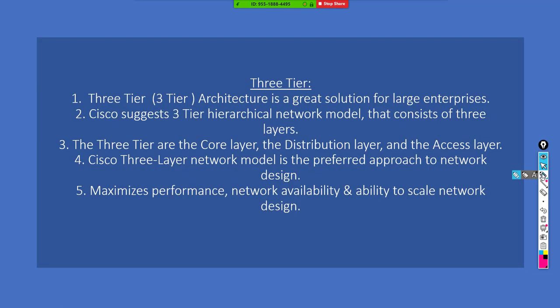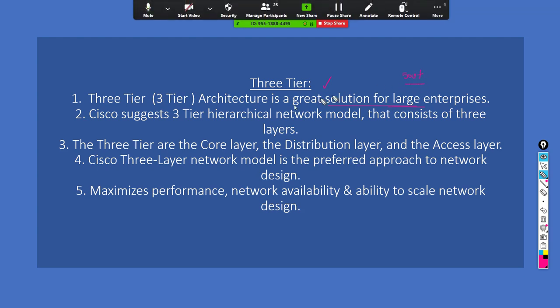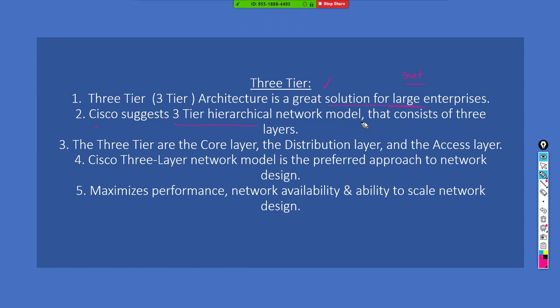Okay, so these are some advantages of three-tier architecture. It's a great solution for a large enterprise, in the sense of 500 plus users. Cisco suggests that three-tier architecture consists of three layers: core, distribution, and access. This is a more preferred design than two-tier architecture. One more benefit of three-tier is maximum performance, network availability, and scalability.